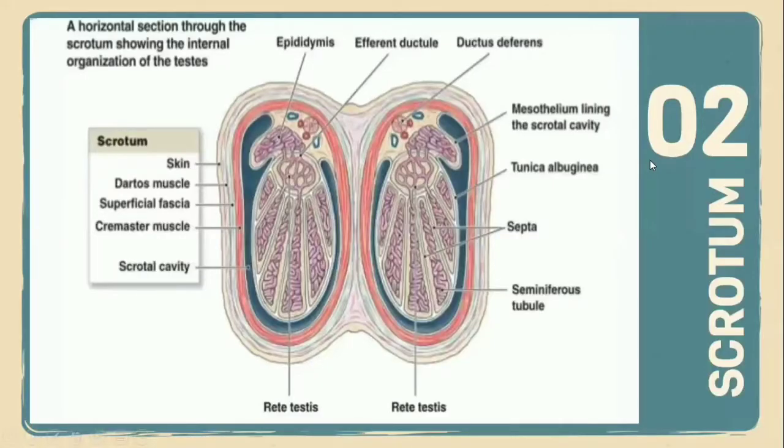This is the picture of the scrotum, which consists of the epididymis, efferent ductules, ductus deferens, and the mesothelium lining the scrotal cavity, and the tunica vaginalis and septa, and lastly the rete testis.